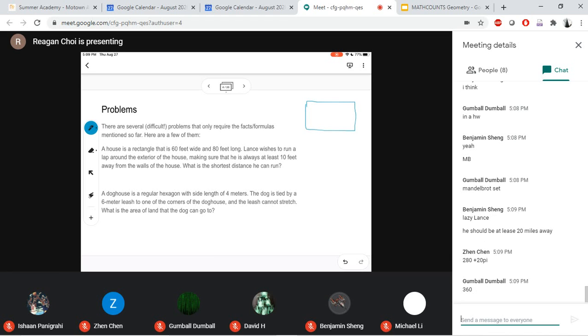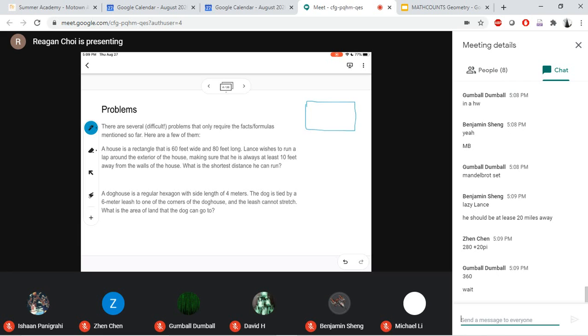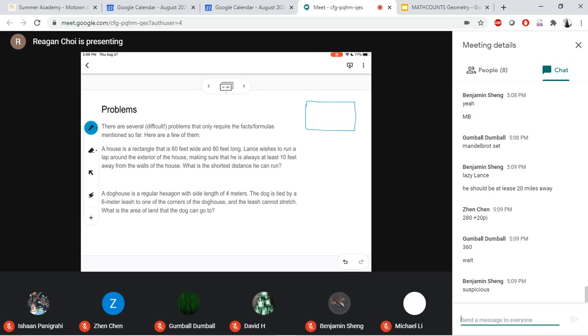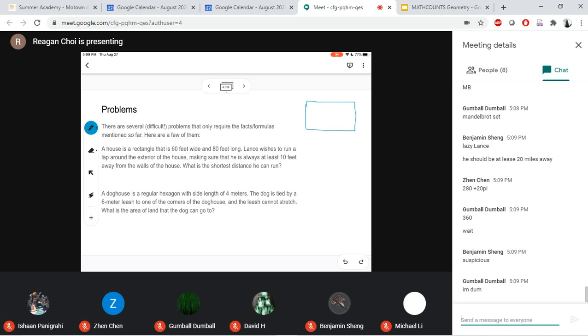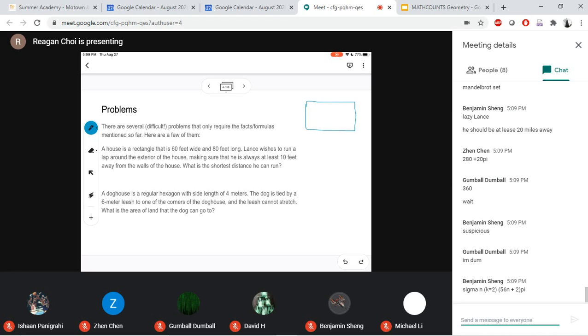Alright, looks like we have 280 plus 20 pi. Yeah. I'll let other people try it first, though. 360 is a little suspicious. Yeah, so this is circle geometry, so there's going to be circles.